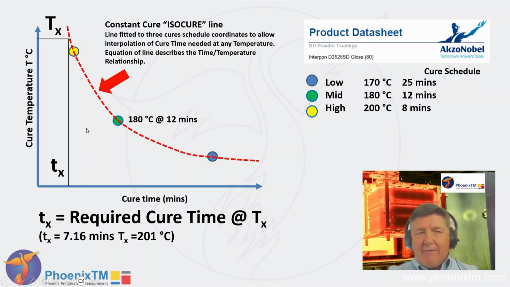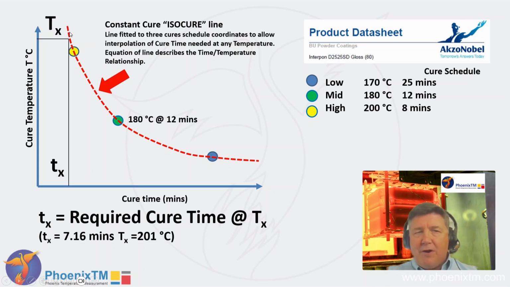As you see on the graph at the moment, if I was to take a value of 201 degrees Celsius, from interpolating that onto the graph, I can then estimate or approximate that the cure time required at 201 degrees is 7.16 minutes. This graph fits in with the cure conditions of the chemical reaction that we're performing when we're curing paint or powder coatings. And it's referred to as the Arrhenius relationship.